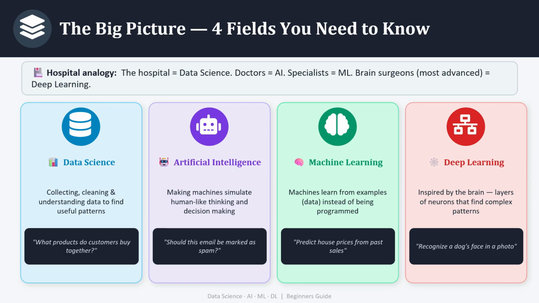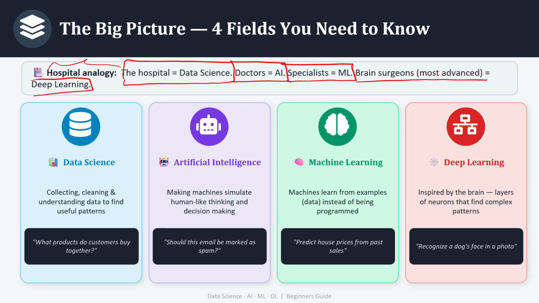Now if we talk about a big picture by relating all four fields, let's take an example of a hospital. In terms of the hospital analogy, the hospital you can consider as data science. The doctors in the hospital you can consider as AI. A specialist you can consider as ML, machine learning, and brain surgeons, which is the most advanced, you can consider as deep learning. So the complete hospital as data science, doctors as artificial intelligence, specialists as machine learning, and brain surgeons as deep learning.